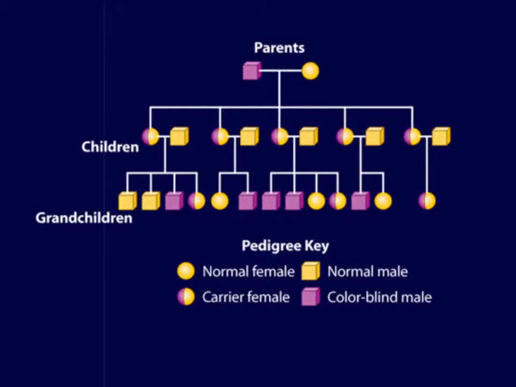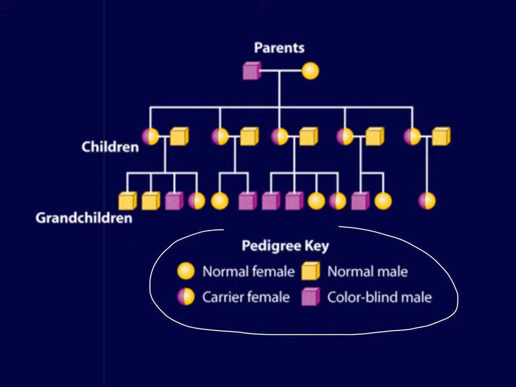So here is a pedigree. You can see that it's a visual representation of genes being passed from generation to generation. A couple of things I want you to notice about this pedigree that are important: first of all, here is a key at the bottom of this pedigree. It may not be on the bottom. It could be at various locations.